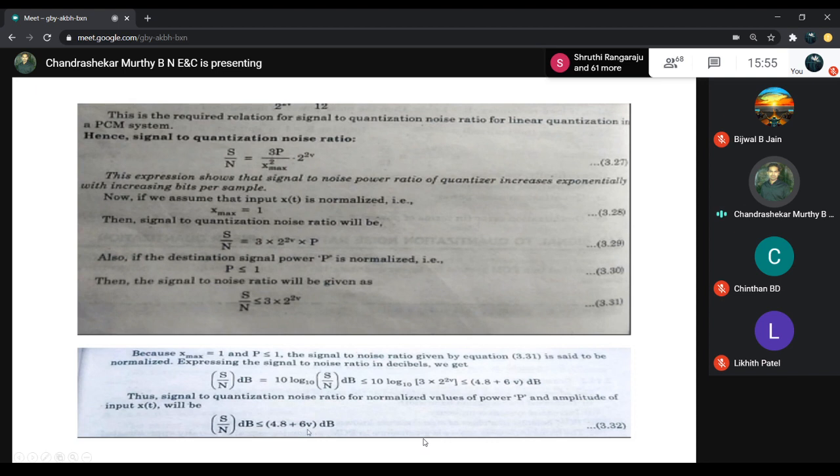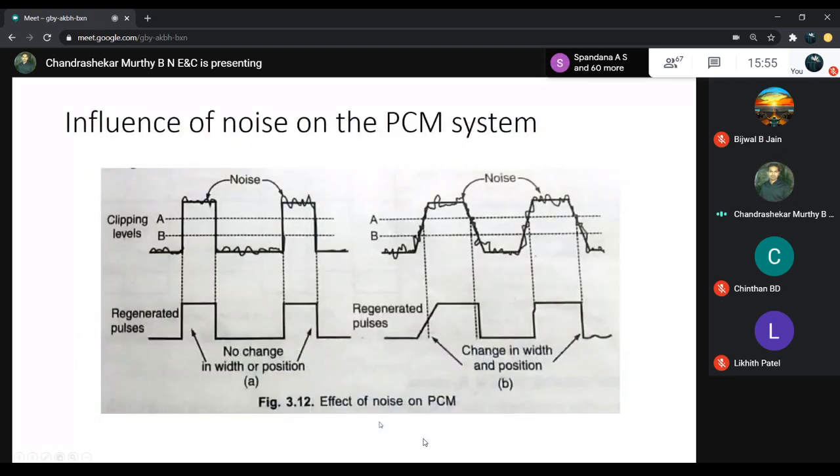We need to consider the same thing. One more disadvantage is that if you increase V, the bandwidth required is more. So we need to keep all these things in mind, so that we consider the proper number of quantization steps.